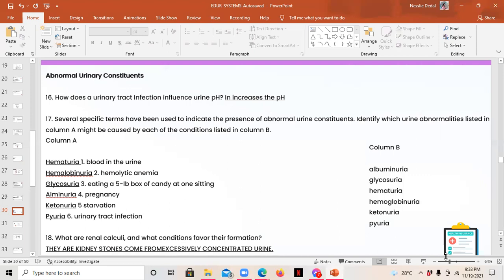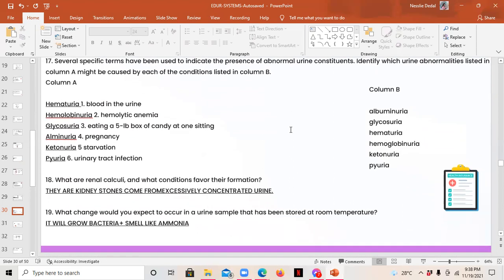Blood in urine, hematuria. Hemolytic anemia is hemoglobinuria. Eating a 5 pound box of candies at one sitting, glycosuria. Pregnancy is amenorrhea. Starvation is ketonuria. Urinary tract infections is pyuria.